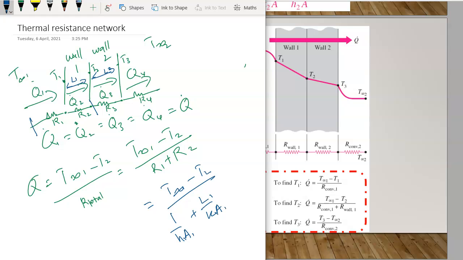Okay, so this is the formula to find it. If Q is already given, just rewrite everything, put Q, leave T, and bring everything over there, so you could have T2.